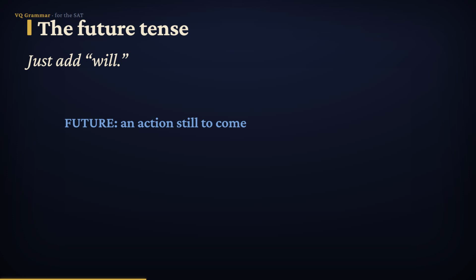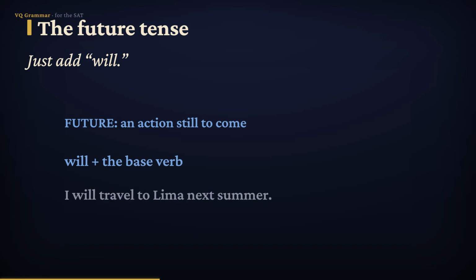The future tense expresses an action still to come, and it's the easiest of all. You simply add the word will in front of the base verb. I will travel to Lima next summer. Will travel, that's the future. And it works the same way for every verb, regular or irregular. Just put will before the base form. No spelling change at all.